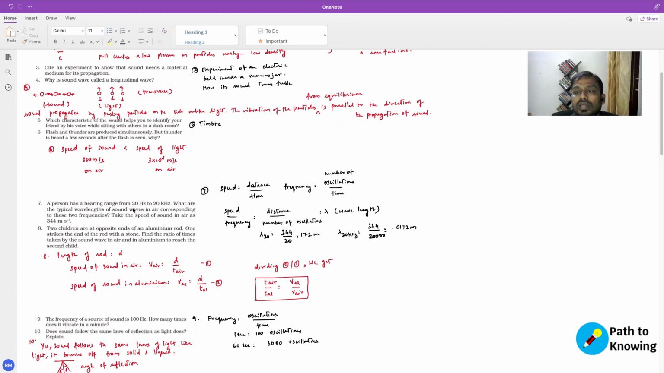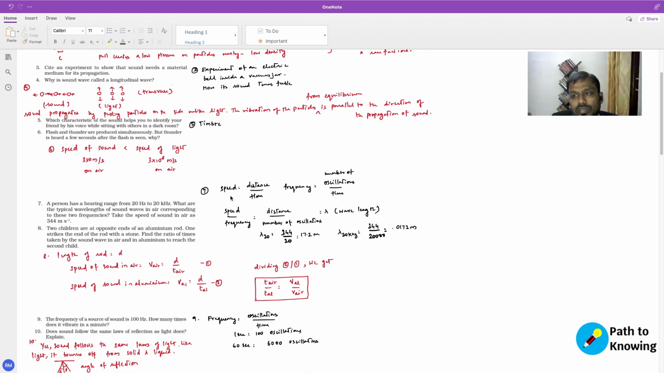A person has a hearing range from 20 Hz to 20 kHz. What are the typical wavelengths of sound waves in air corresponding to these two frequencies? Take the speed of sound in air as 344 meters per second. So we are given the frequencies and we are asked to find the wavelengths at these two frequencies, considering this to be the speed of sound.